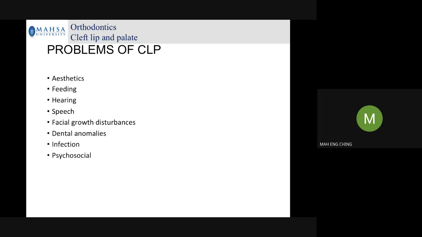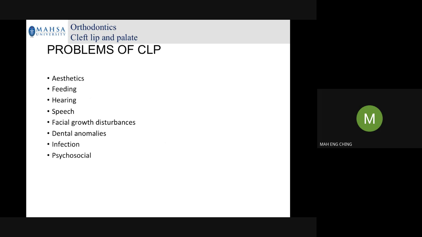Hearing can be a problem because sometimes the cleft affects the ears also. They cannot hear very well. Sometimes you can have ear infections. Speech can be a problem. We all know the speech depends on the tongue position and the seal between the tongue and the oral cavity. So if they have clefts, and sometimes you cannot seal it very well, then they cannot pronounce certain words. So that's why you need the speech therapist to come in for the team also.